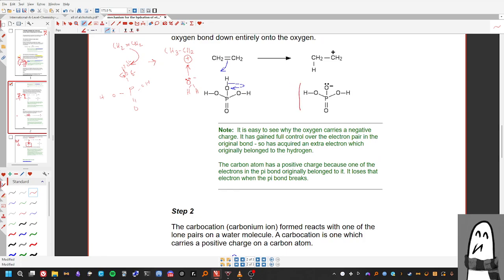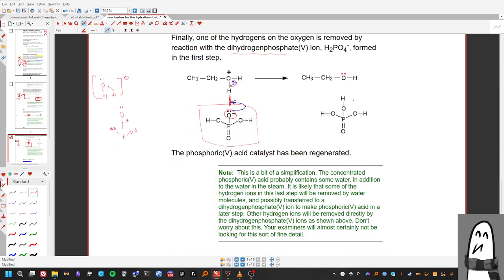So remember, it forms this as a product, and so comes in the catalyst with this, reacting the H back into this. The lone pair is gone from the O, sorry, leaving O as neutral and forming the H bond, and so the phosphoric V acid has been regenerated.